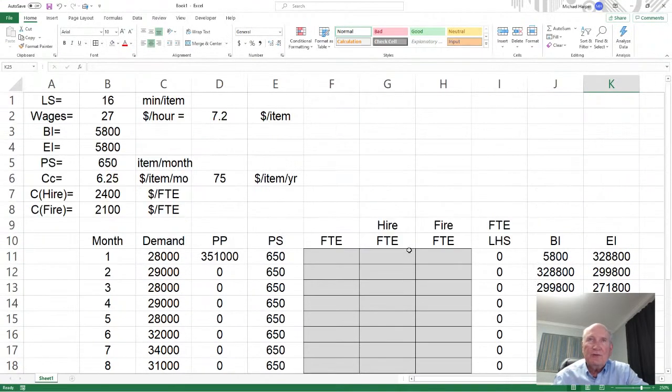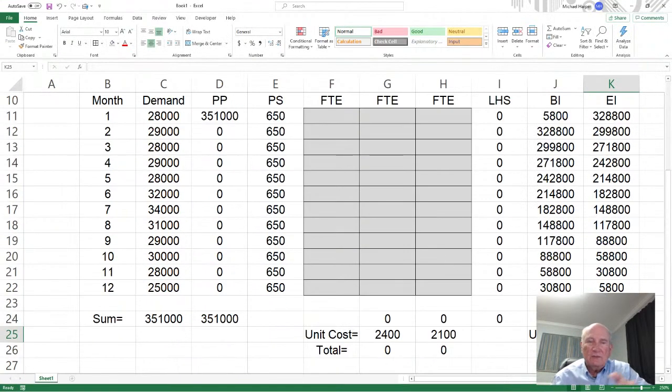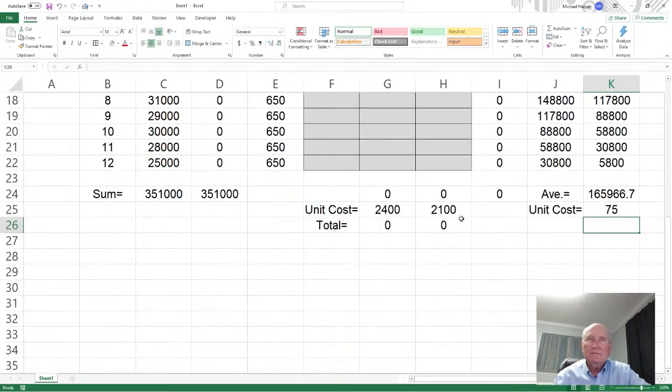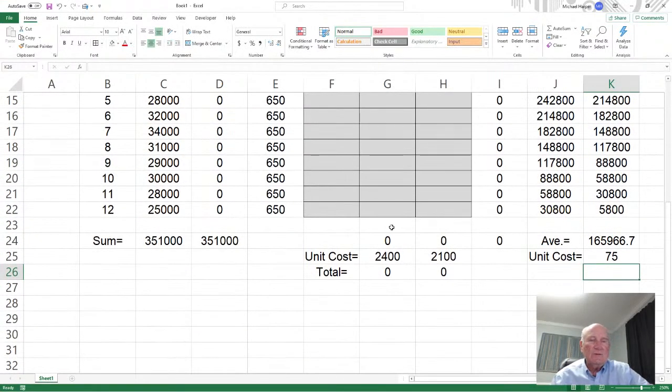Now this is cost per year. Let's say the carrying cost per year is 75. There it is. So this is going to equal the average times 75. There we go.